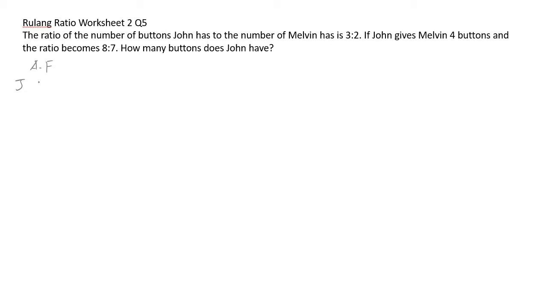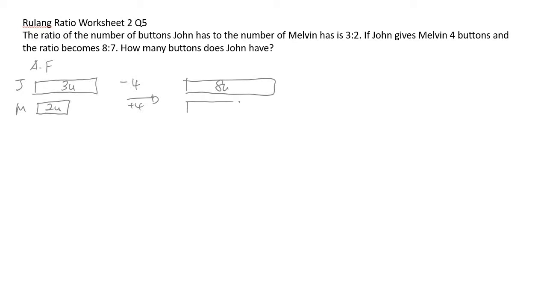John is 3, Melvin is 2. So it's 3 units to 2 units. If John gives Melvin 4 buttons, that means John minus 4 buttons, and here add 4, right? If the ratio becomes 8 units to 7 units.